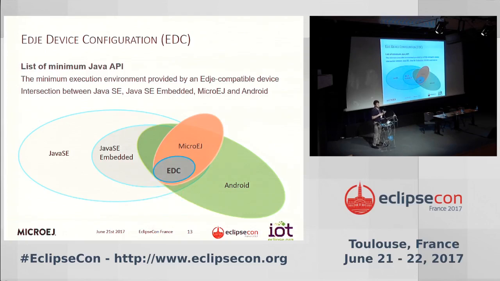So the idea is not that you will write your applications against EDC, because, for example, you will not find an application framework in EDC, but at least you can write your libraries against EDC. And if you have a library that is built against EDC, then you're pretty sure that it will be able to run on MicroEJ, of course, but also on Android, also on Java SE Embedded, or also on Java SE, Standard Edition.